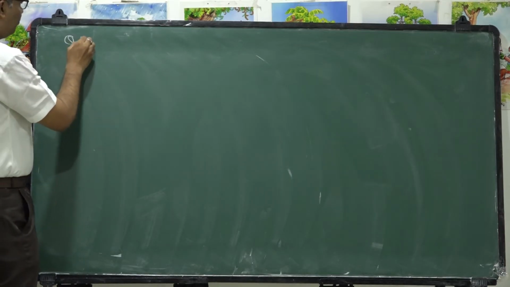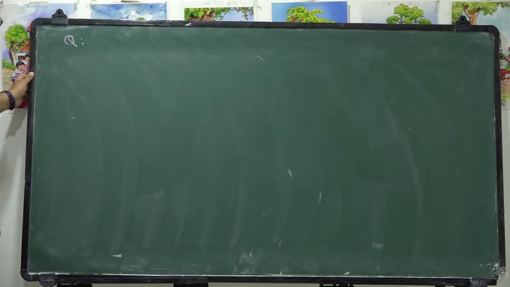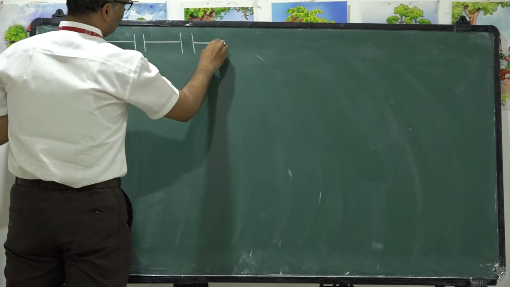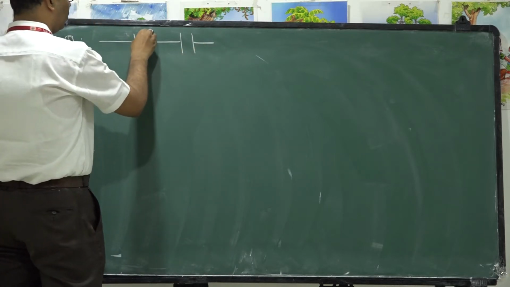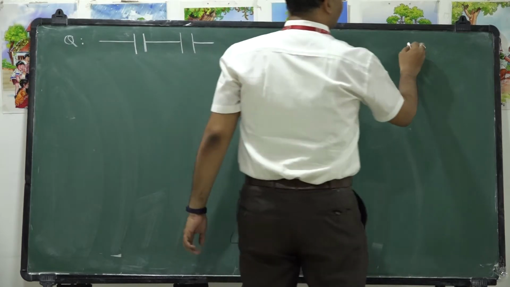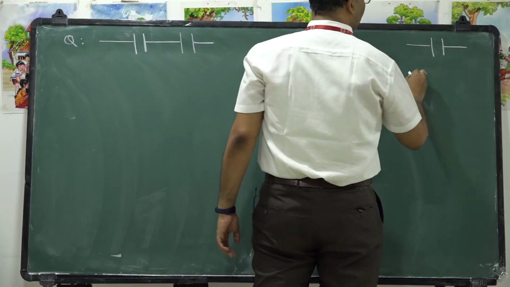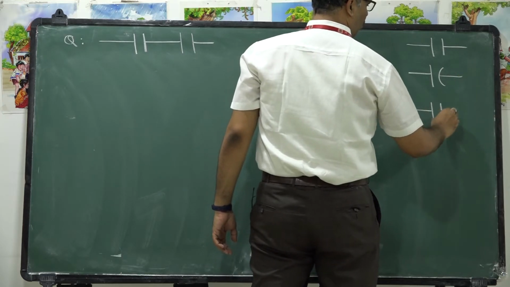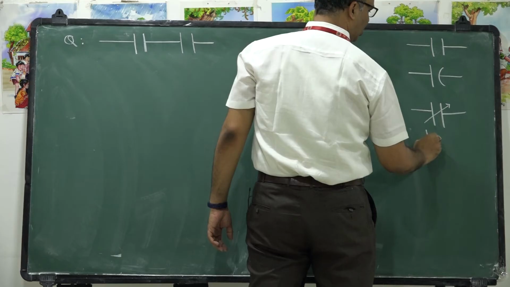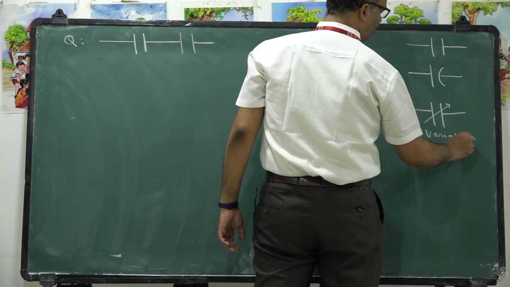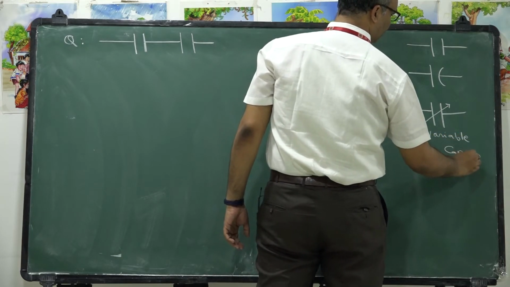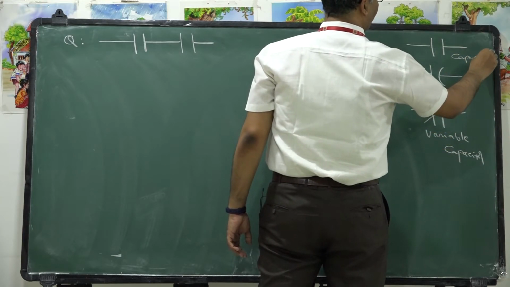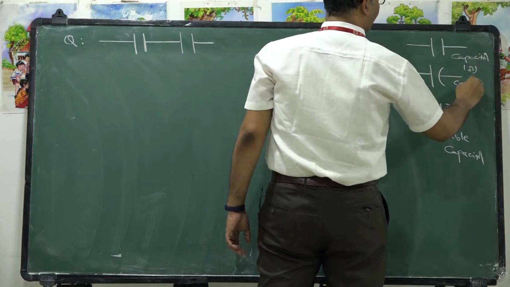Here is the question. The question is providing us a ladder network of capacitors. You know the symbol of capacitor is this. In some of the books they give capacitor like this. If you keep an arrow mark here, this is variable capacitor. This is just capacitor or condenser.